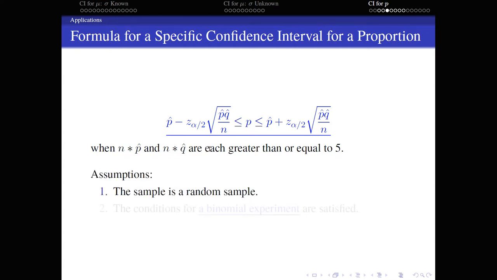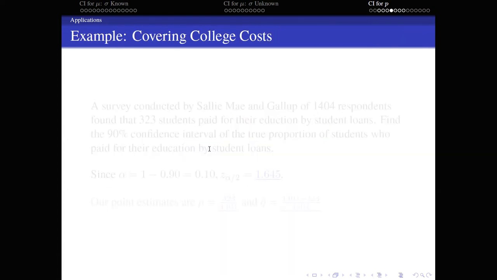For some other assumptions, note that we're still assuming that this is a random sample. And when we're using the proportions, now we're assuming that the conditions of a binomial experiment apply. So all of the assumptions that we made for a binomial experiment, we assume are applicable here.